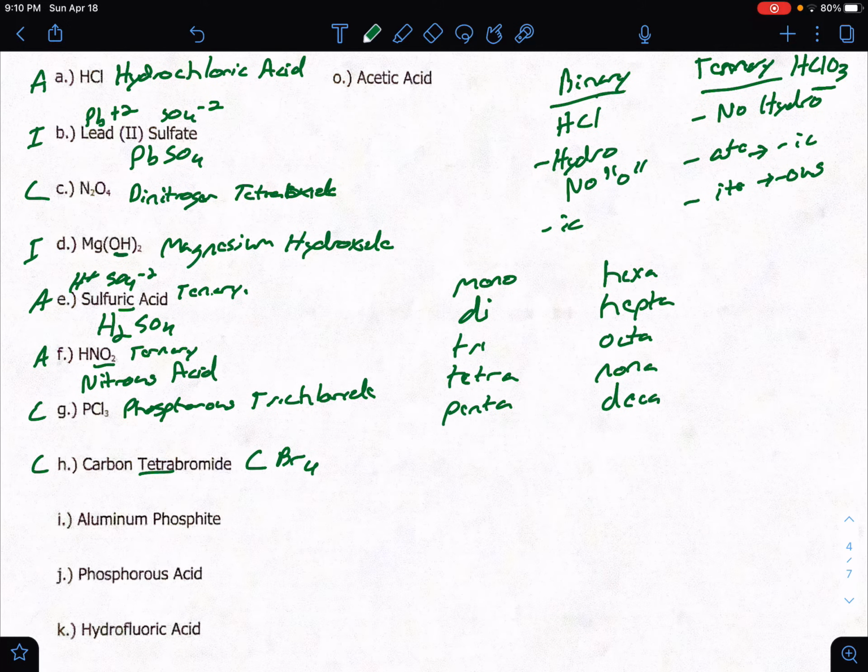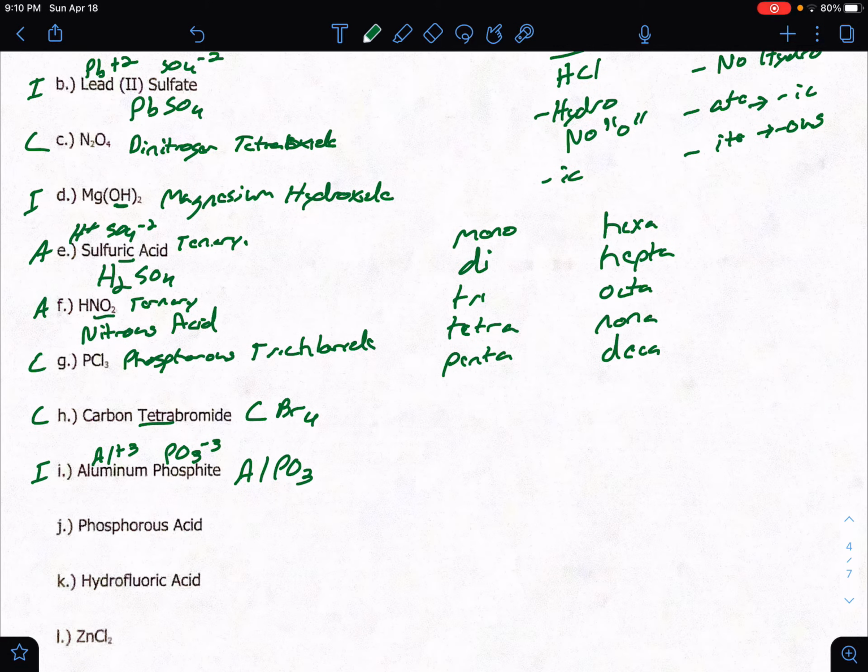Aluminum phosphite, I have a metal and a non-metal, so this is going to be ionic. So aluminum is Al with a charge of +3. Phosphite is on your polyatomic list. That's PO3 with a -3. My numbers already match, so all I got to do is put them together. So this will just be Al, PO3.